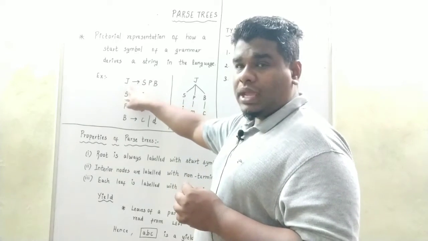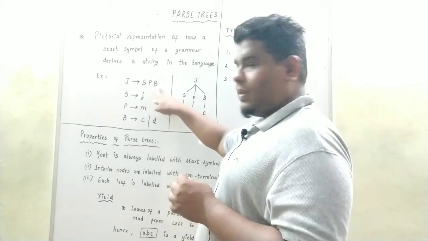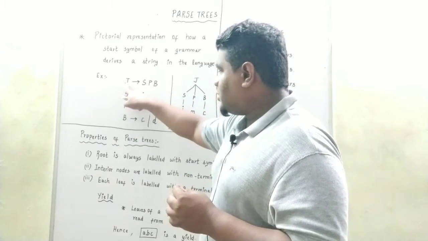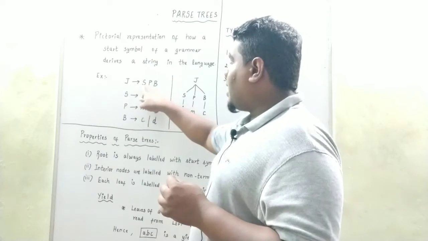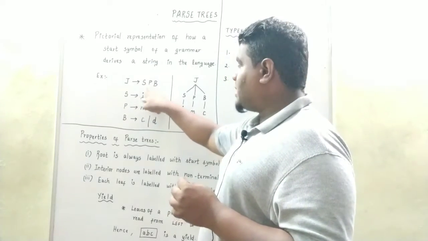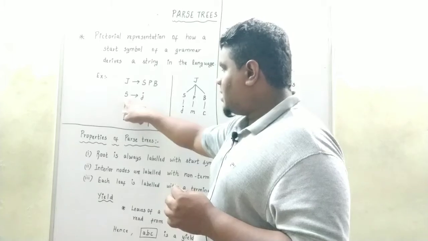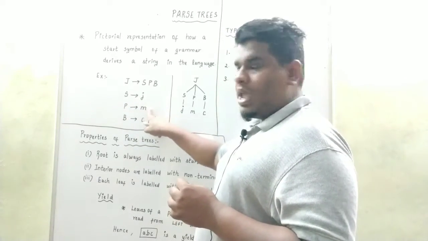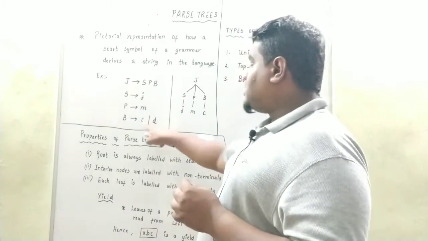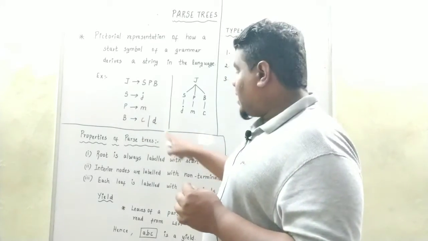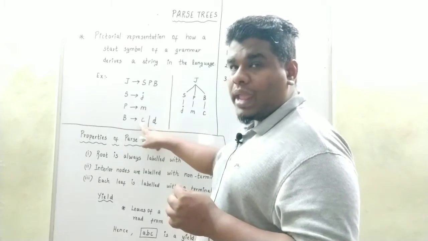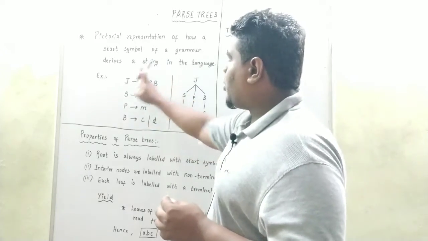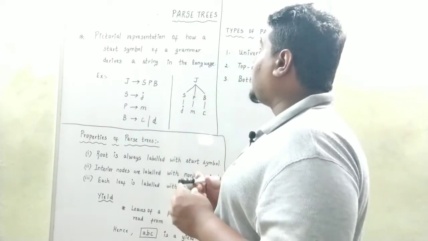See here, J gives S, P, B. Clear? So here, J is a start symbol. It has three different non-terminals, S, P, B. Here again this S is derived with J and this P is derived with M and this B, I can generate using C or I can generate using D. So that is the point. With this production of a grammar, I will be creating the parse tree.